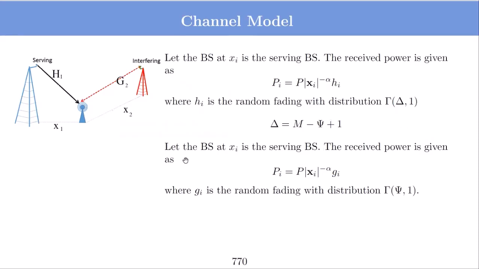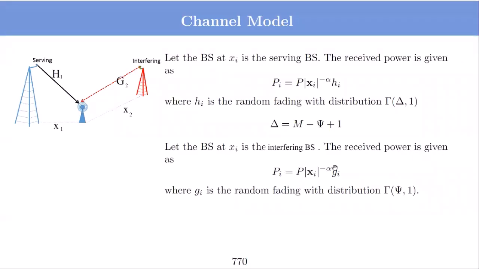And if the base station at xi is the interfering base station, then the received power is given as P times the norm of xi to the power minus alpha times gi. Here gi is a random fading coefficient with distribution gamma(psi, 1). So you can see serving and interfering links have different distributions.